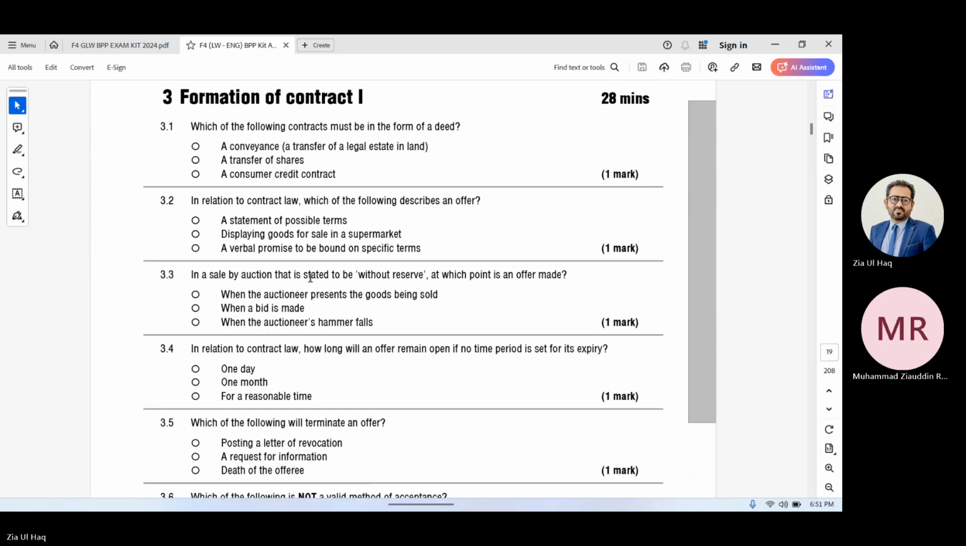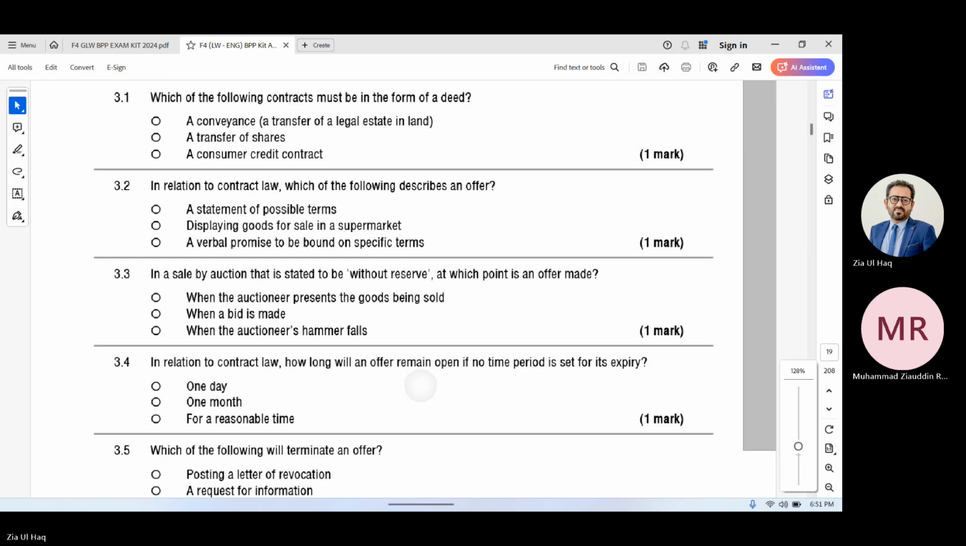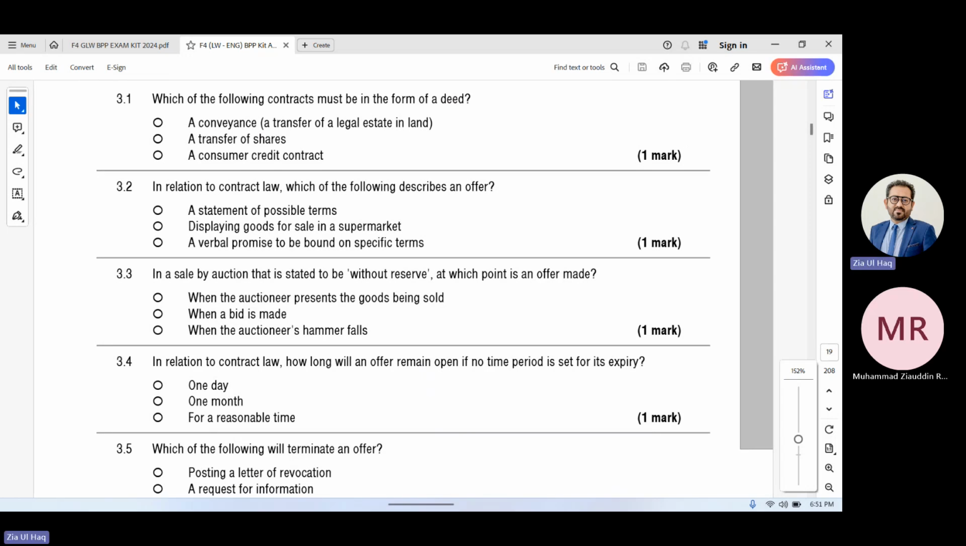Formation of contract, from here on. Which of the following contracts must be in the form of a deed: a conveyance, a transfer of a legal estate in land, a transfer of shares, or a consumer credit contract? A title deed is mainly associated with land and buildings, not with the transfer of shares or a consumer credit contract. So option A.